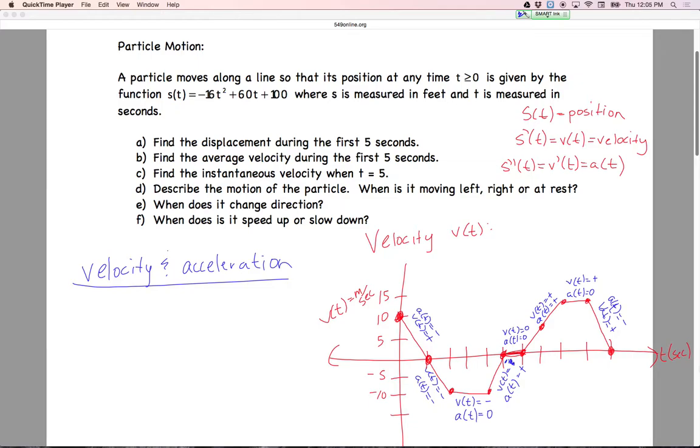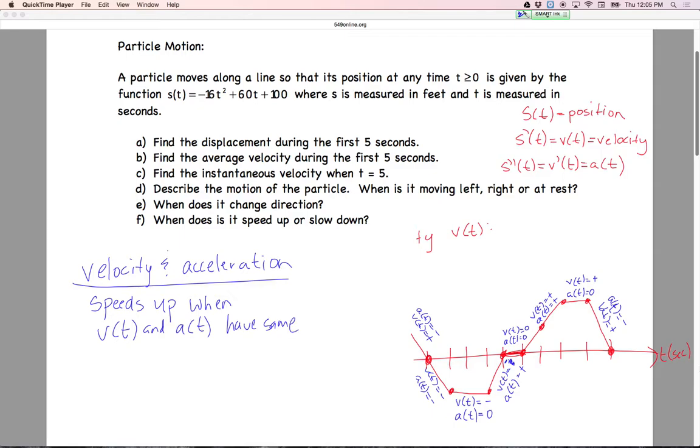Okay, speeds up when? When signs are the same. When v(t) and a(t) have the same sign. Even if they're negative? Yep. Because if they're both negative, velocity's negative, that just means you're going from 0 miles per hour to negative 10 miles per hour. It just means you're going left. Acceleration's negative, you're moving away from the x-axis, you're speeding up.